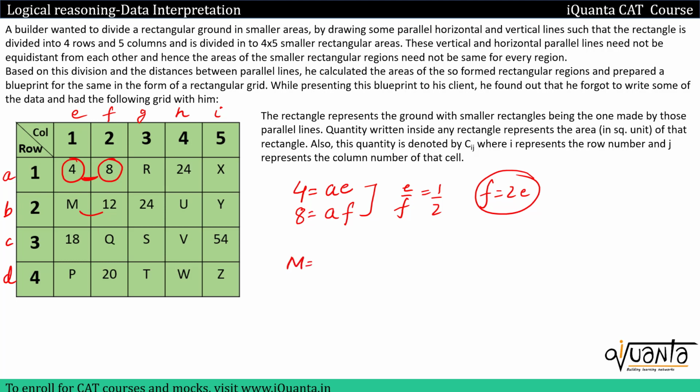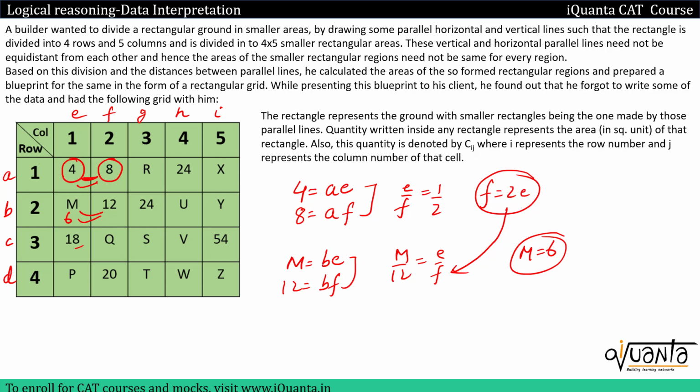So M will be written as B into E, while 12 will be written as B into F. If I divide these two, M upon 12 will give me E by F. If I put F equals 2E here, then M will be equal to 12 by 2, that means 6. So M will be 6. So there is one common relation that I can notice. Areas in column 2 are twice the areas in column 1. So we have 4, 8 here, 6, 12 here. Hence, if I have 18 here, I will have 36 here. If I have 20 here, I will have 10 here. Okay. So that's how we have to fill the rest of the things.